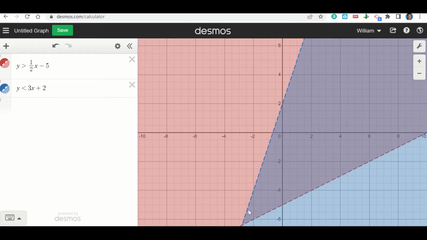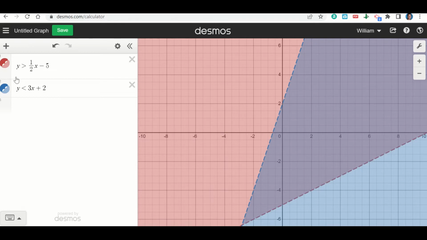They're both, in this case, dotted. Okay, but that could change depending on the sign. They're both dotted, and we can see that this area up here is all shaded in red. This area here is all shaded in blue, and this area is shaded in purple. The purple area is the part we care about. This is the overlap of the shading. So all of this area here would represent the solutions to the system of inequalities.